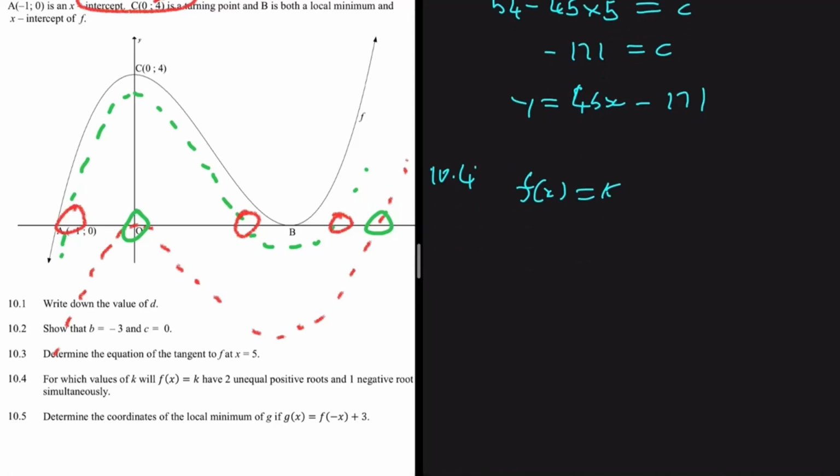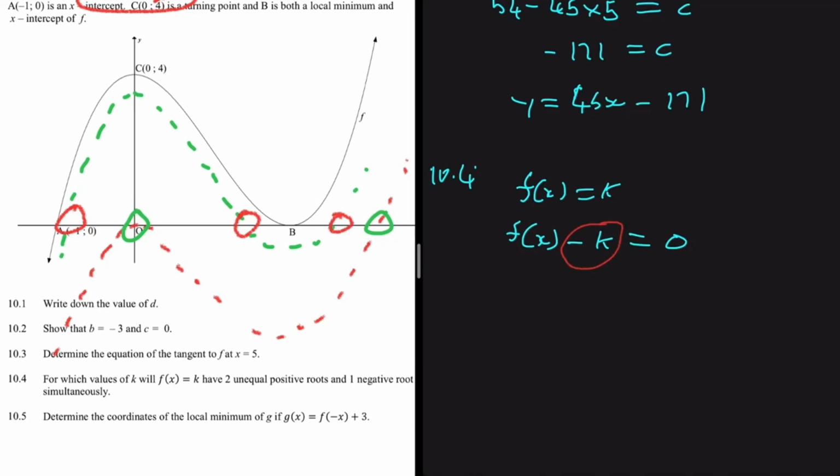So we have f of x equals k, and at the roots, the equation should equal 0. So what we can do here is say f of x minus k equals 0. So minus k is what is shifting our graph. k is shifting our graph a certain number of units up or down.